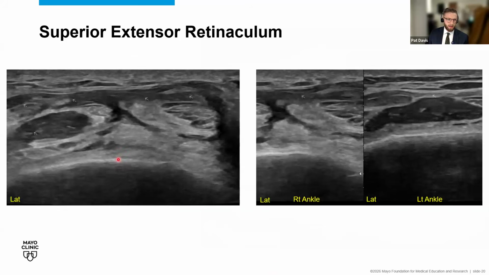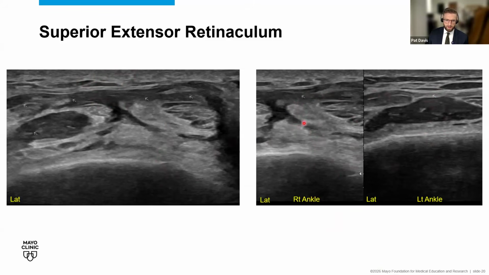So here on the left, with the arrows highlighted, I have a long axis view of the superior extensor retinaculum at the area of injury. You'll notice that it appears thickened and hypoechoic, and there's also some soft tissue swelling lying above this injury. On the right, we have the right ankle, which is the affected ankle, and the left ankle. Using that internal control of the patient, we're able to compare between the right and the left to further prove to ourselves that this structure actually does look like it has suffered some sort of injury.